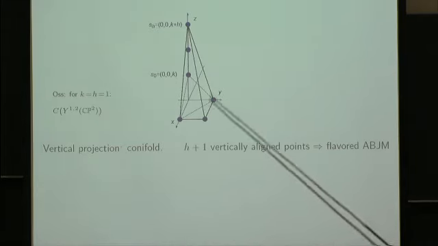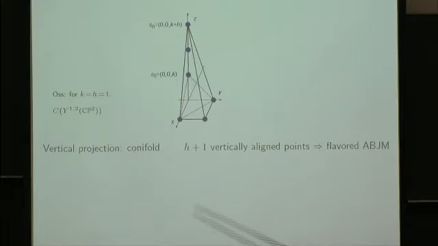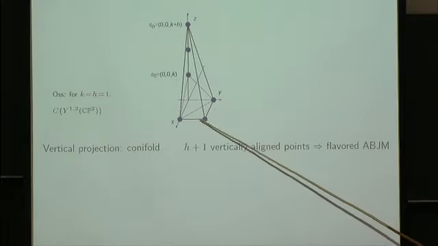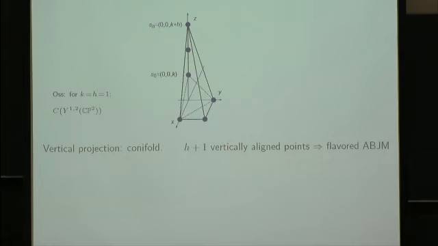Now we just apply the program. So we do the vertical projection. If we do a vertical projection, we get a square, which corresponds to the conifold. So we should get the quiver of the conifold.